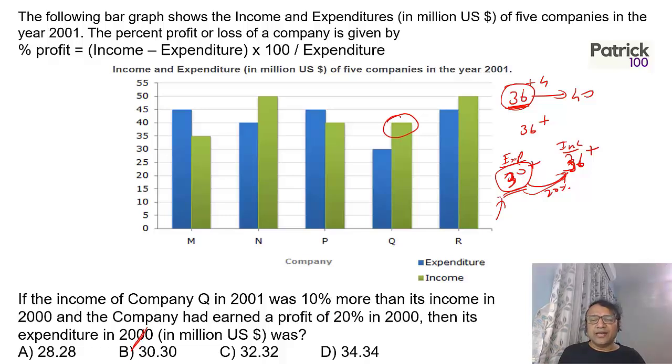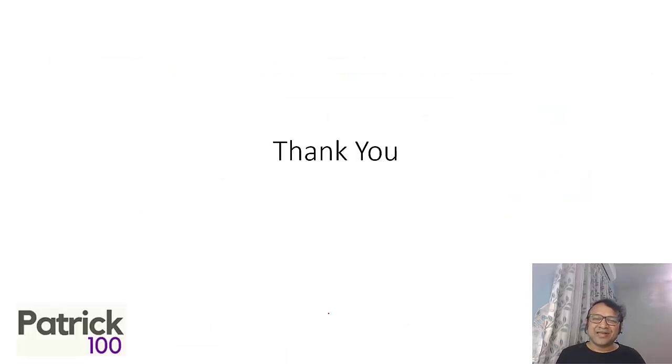I hope it's clear. I did go fast, but that's the way you need to go with DI. You need to be fast in your DI. If you're fast in your calculation and fast in your approximation, you can really save a lot of time in DI. Else you will waste a lot of time in calculation, and in a speed-based test, wasting time on calculation is not advisable, right? I hope this helps. Thank you.